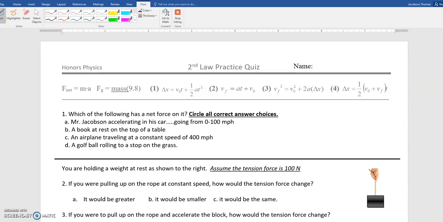Hi class, today I'm going to go over the second law practice quiz. I've already gone ahead and drawn in the force diagrams just to make this a little bit quicker on me.